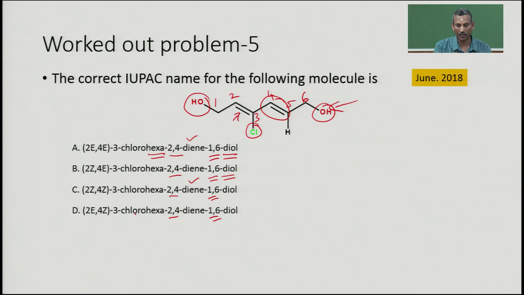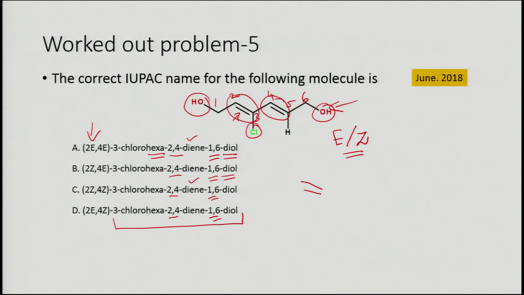And the chloro is also on the 3 position. So, if you look at all the structures, they all have the same name. The only thing different is the E or Z isomer. That means whether it is a cis or trans isomer is the only difference in all the 4 cases. So, first we have to look at this particular unit.